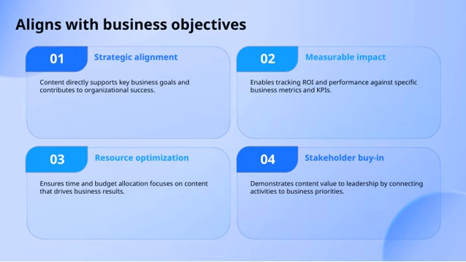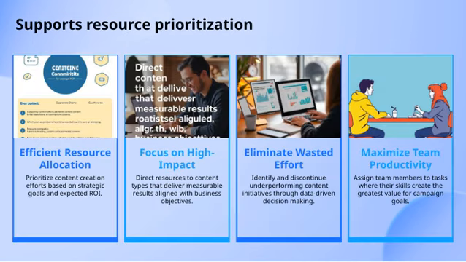Finally, stakeholder buy-in is essential. Showing leadership the value of our content by connecting it to their priorities helps gain their support. When leadership sees how our activities contribute to key business objectives, they're more likely to champion our efforts. All these points together ensure that our content not only supports our goals, but also demonstrably drives success across the organization. Now, let's talk about how resource prioritization supports our overall strategy.